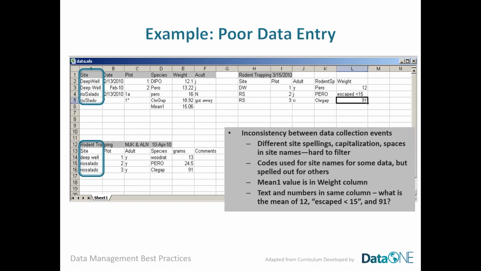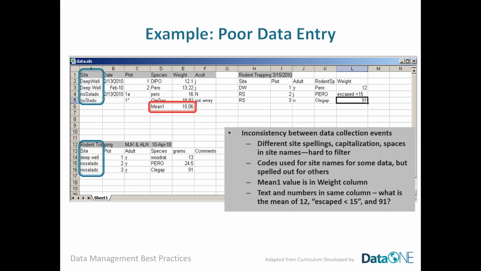Similarly, in one place, a species code is capitalized PERO, whereas in other parts of the spreadsheet it is in lowercase pero. Further, in the first block, you have a mean that was calculated for the weight of the rodents. The value for that mean, called mean 1, is in the same column as the weights of the individual animals.